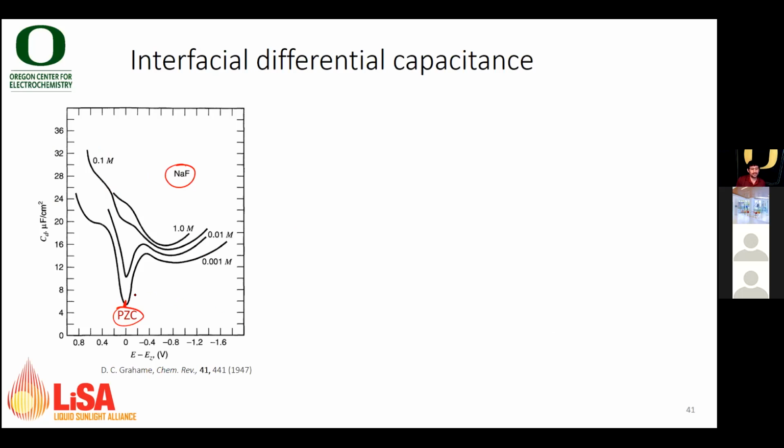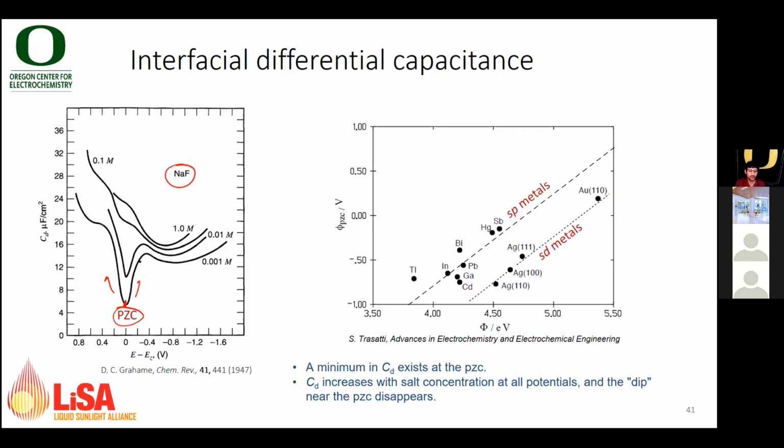And it increases, the capacitance increases as you move away from the point of zero charge. And you could take this data and work out what surface energies are and things like that if you do concentration dependencies. Another interesting point is the potential of zero charge.